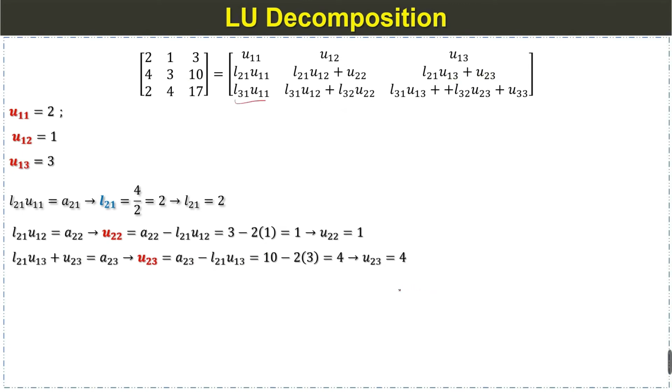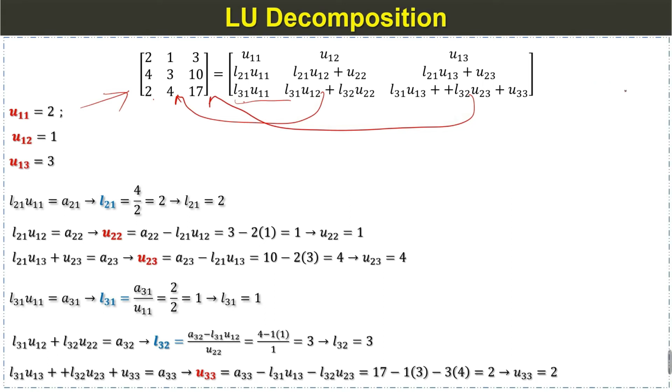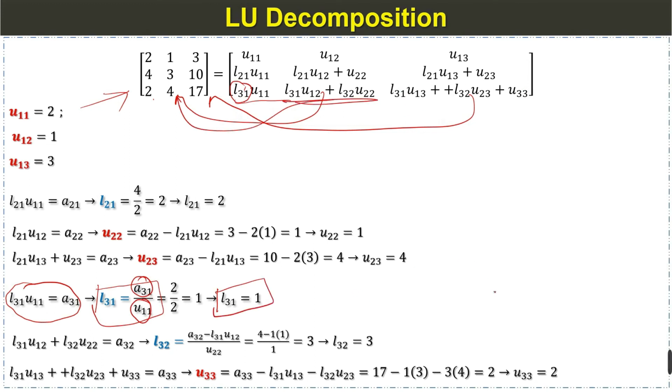Next we compare the entries of the product matrix third row with the third row of the coefficient matrix, and this will be equal to this one, and this will be equal to 17. So again we rearrange this equation to find the value of L31. After substituting the values of A31 and U11, we get the value of L31. Now we compare this equation to this one, that is equal to A32.